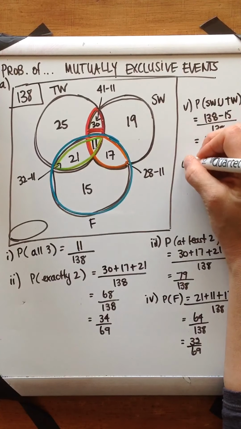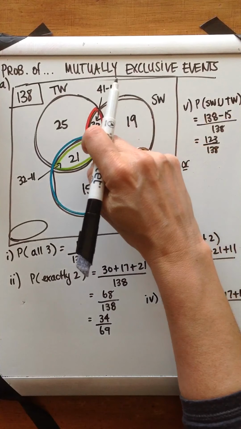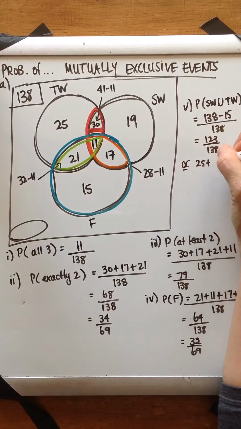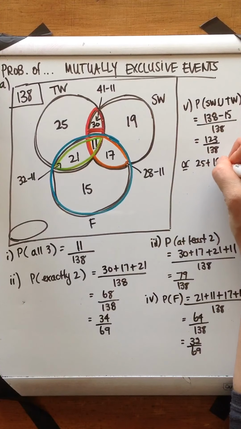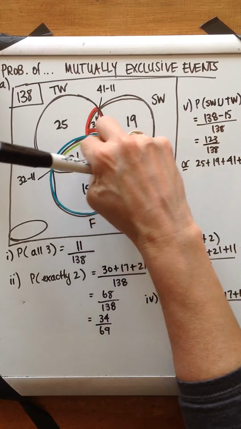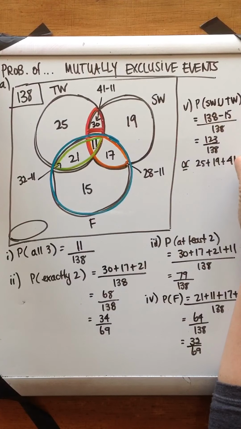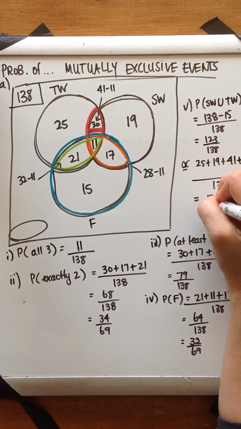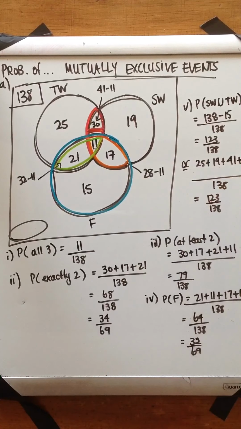And like I said, in a similar fashion, you could also just add these guys up, right? You could do 25 plus 19 plus these guys in here. I'm going to put them together and make 41 if you're okay with that, plus 21 and 17. And you can make that out of 138, and it'll add up to the exact same thing. Okay.